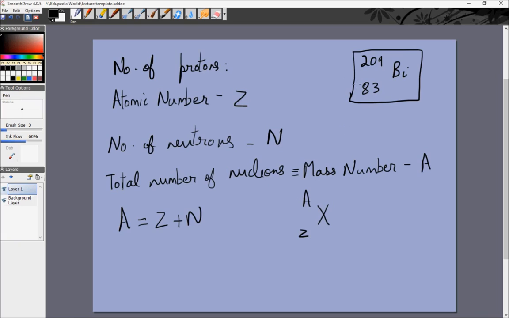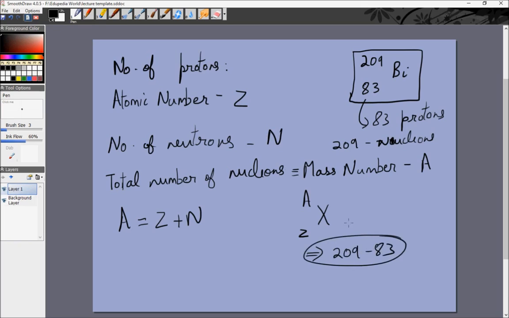So when you have 209B83, it means it has 83 protons and 209 total nucleons, which means that the number of neutrons, or N, is 209 minus 83. Right? So generally the number of neutrons is not represented in this because it's not that relevant.